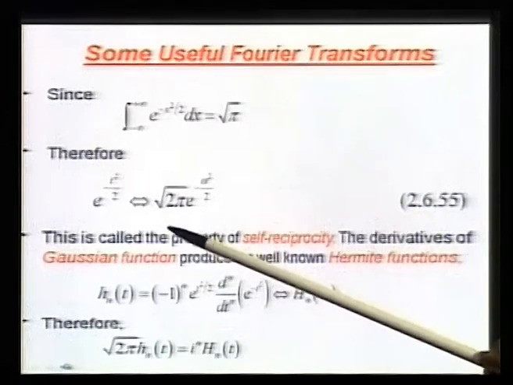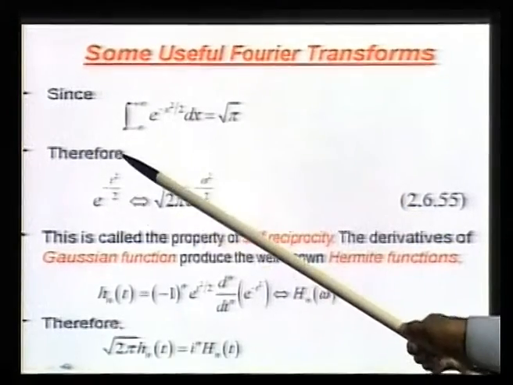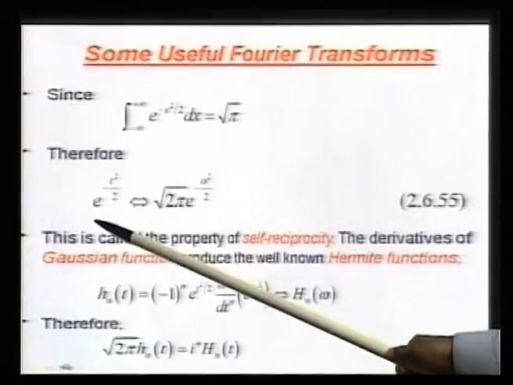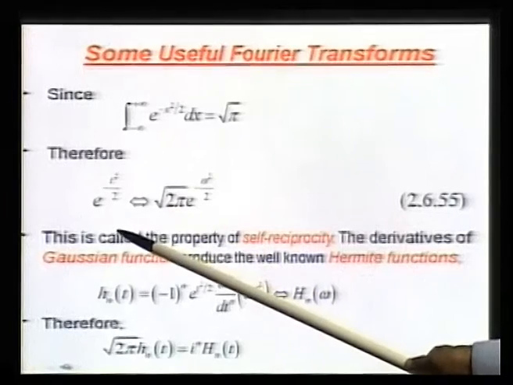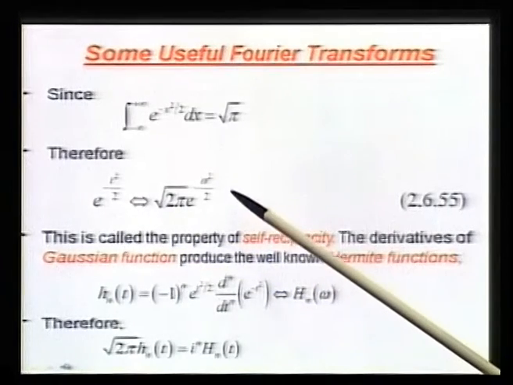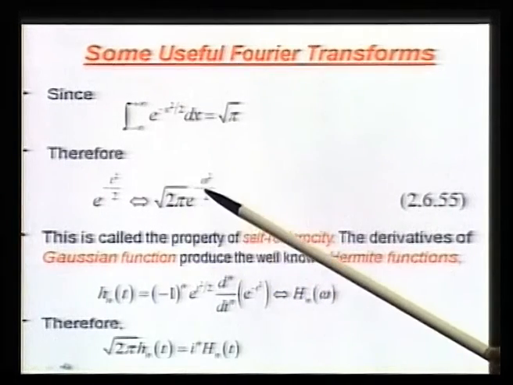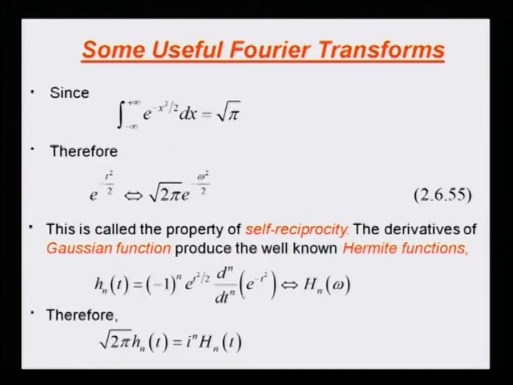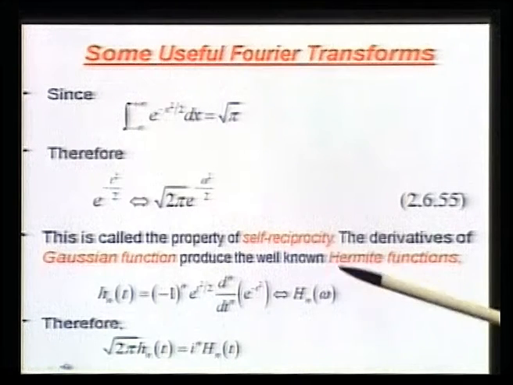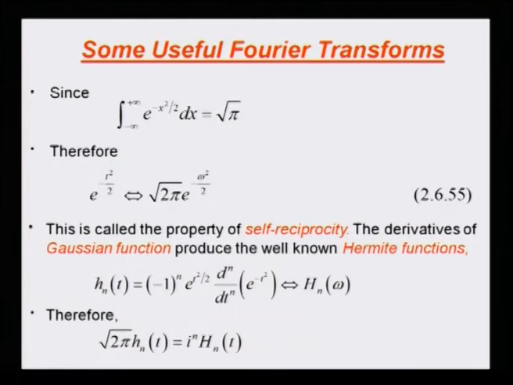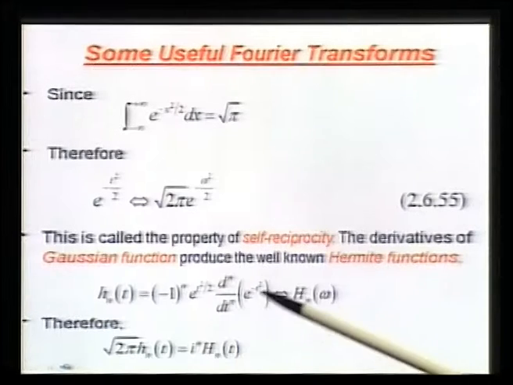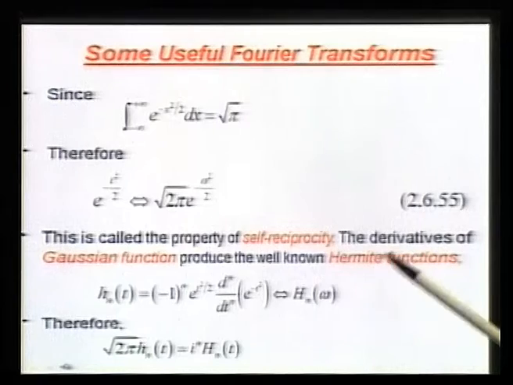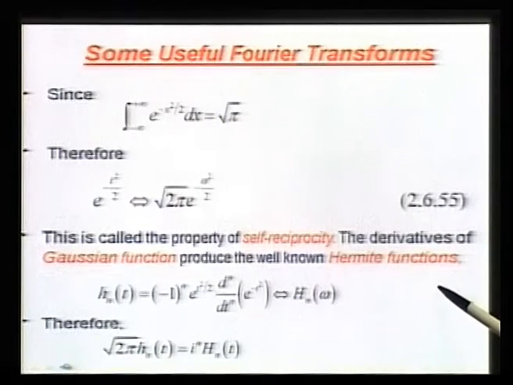So, if I take the original as e to the power minus t square by 2, the Gaussian function, and look at its Fourier transform, that is also e to the power minus omega square by 2. This is the property of self reciprocity. The function reproduces itself upon taking the transform. Whenever such a thing happens, they are called the Hermitian functions or Hermite functions.